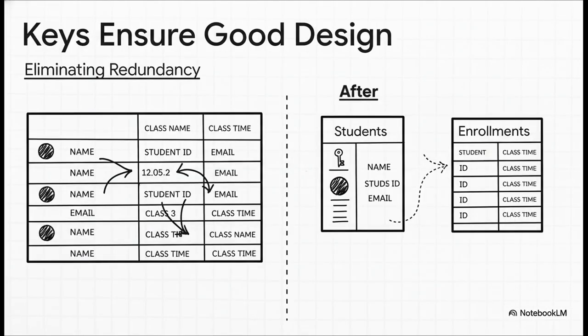Second, let's talk about good design. Keys are absolutely central to a process called normalization. And all that is just a fancy way of saying we're organizing our data to get rid of repetition. By using keys to split data into related tables, we don't have to type out Jane Doe's name and her major for every single class she takes. We just use her key. This keeps our data clean, consistent, and way more efficient.